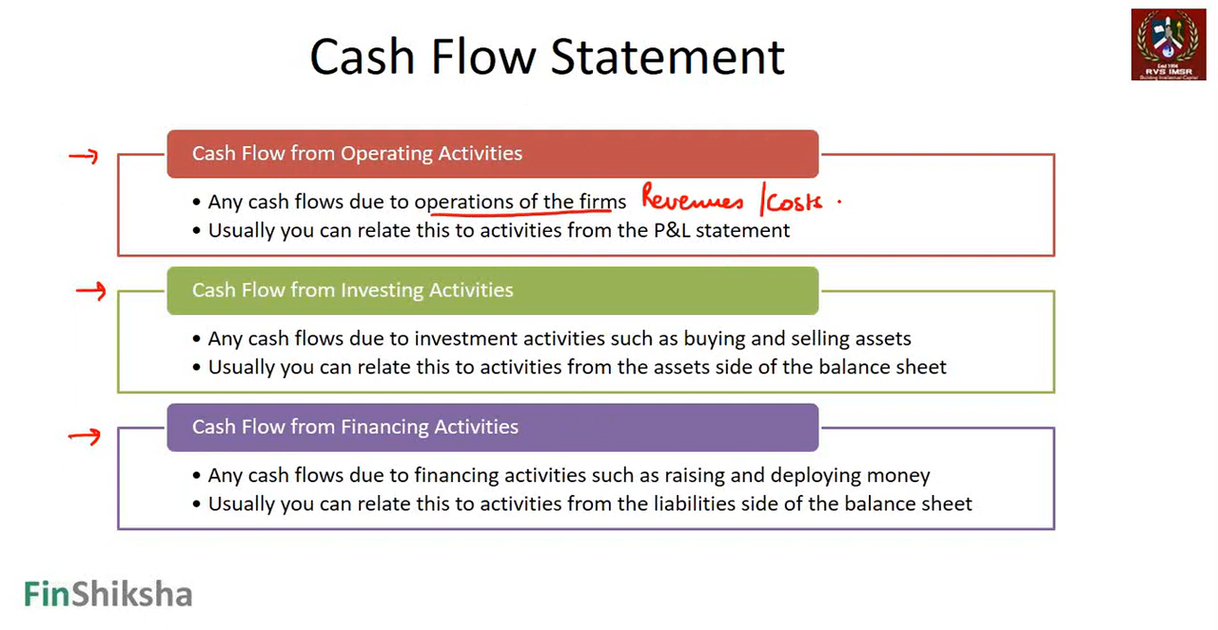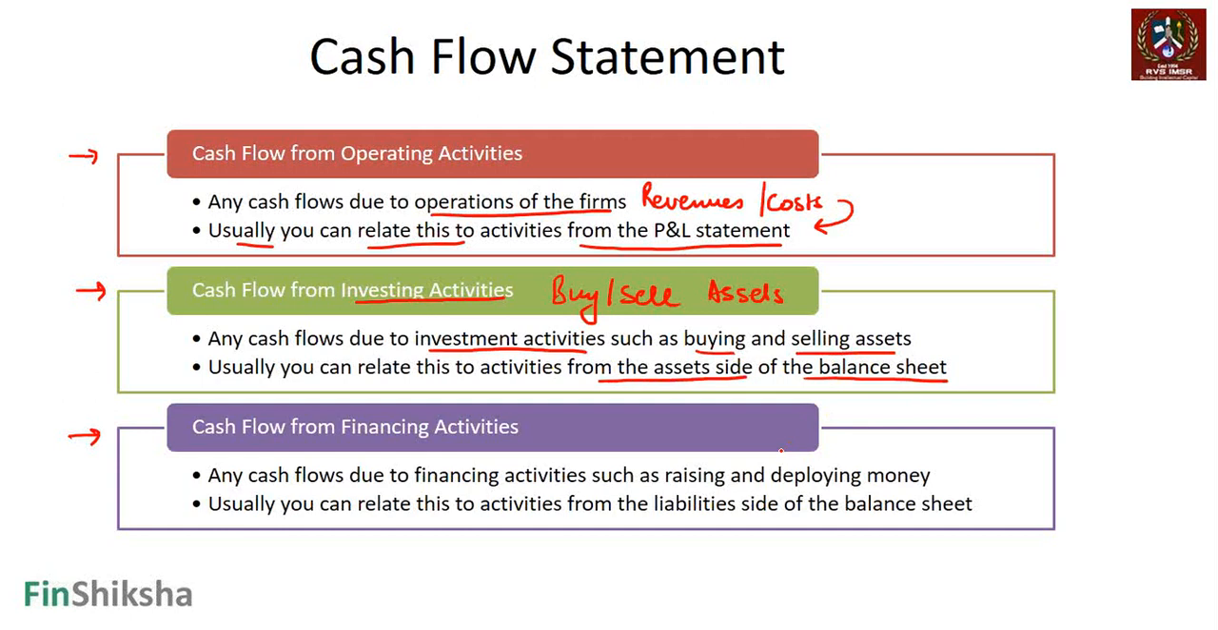Since revenues and costs are largely going to come from the profit and loss statement, usually you can relate this to the activities from the P&L statement, right? Then you could buy or sell assets. That's all going to be cash from investing activities. Any cash flow due to investment activities such as buying and selling assets, cash inflow, cash outflow, usually you can relate this to activities from the asset side of the balance sheet.